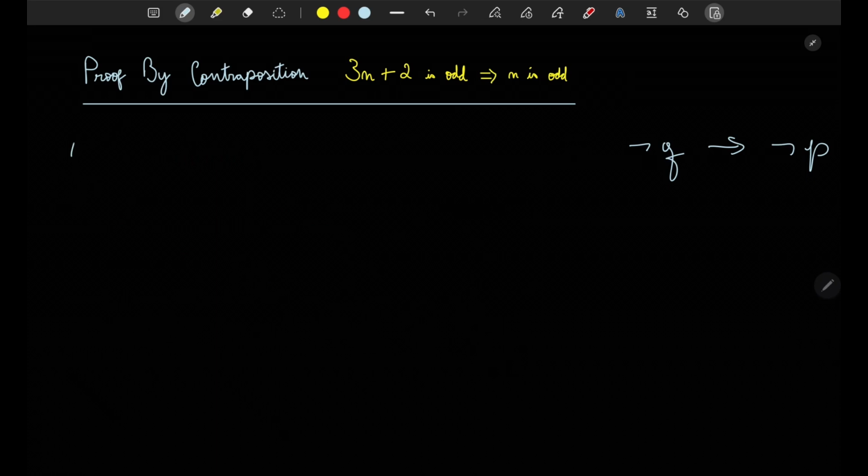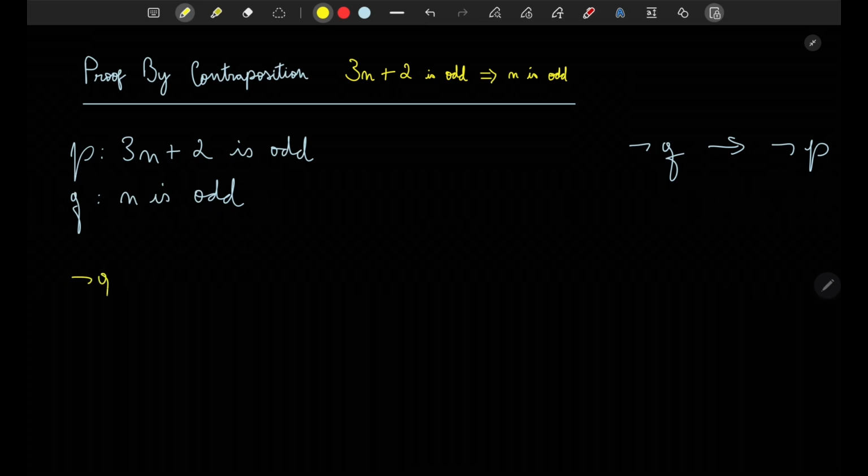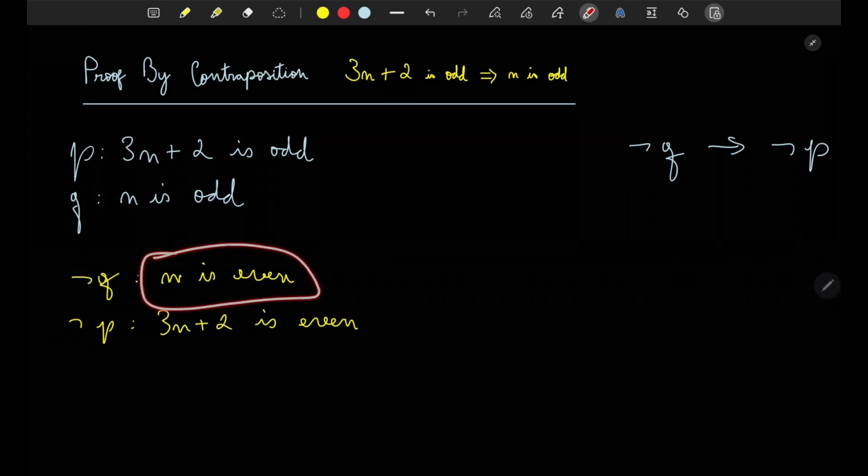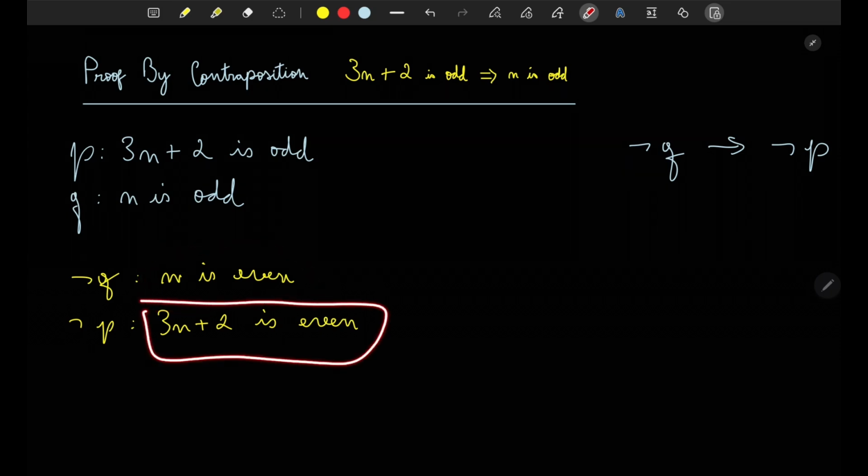So what is P in our case? P is 3n plus 2 is odd. And what is Q? Q is n is odd. So what is not Q? Not Q is n is even. And what is not P? Not P is 3n plus 2 is even. So we will prove that if n is even, then 3n plus 2 is even.